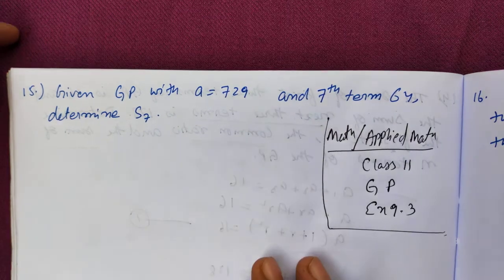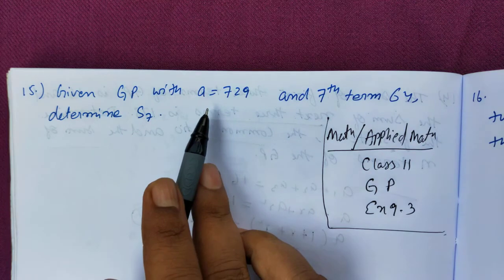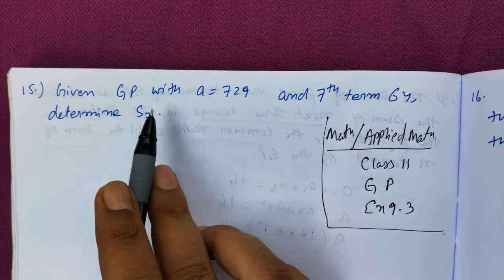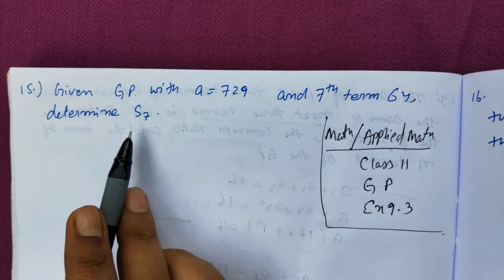Question number 15. Given a GP, A is 729 and the 7th term is 64, determine S7.